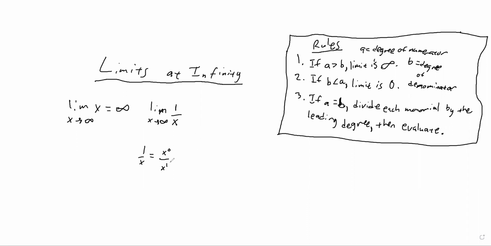So what have we here? Well, the degree of the numerator is less than the degree of the denominator, or the degree of the denominator is greater than the degree of the numerator. Take your pick, it's the same thing either way, thanks to the commutative property. So what does that mean? Well, let's look at the rule here. If b is less than a, the limit is 0.